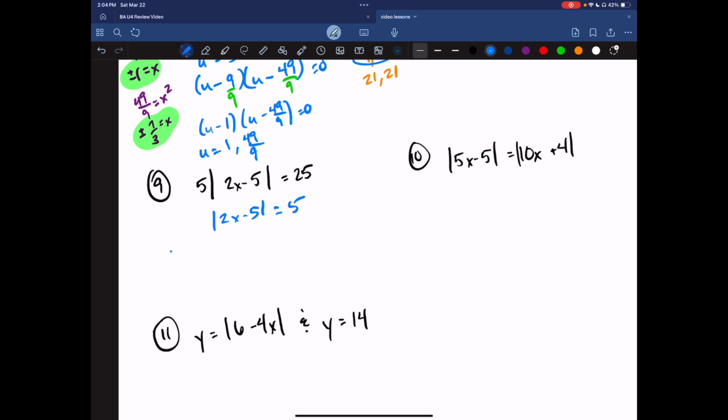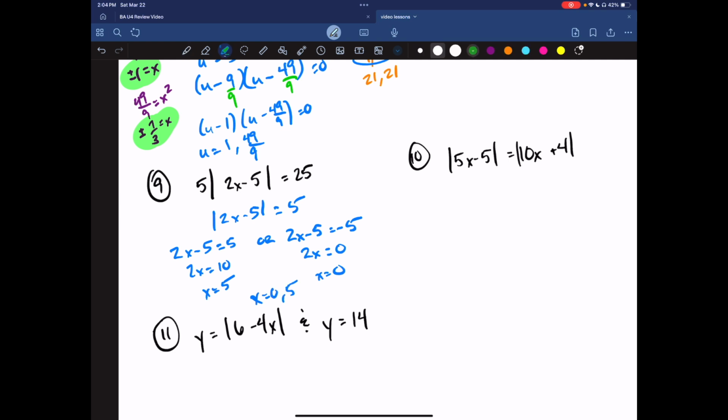And now here's what you have to do. You have 2x minus 5 equals 5, or 2x minus 5 equals -5. And that's simply because the inside can be either +5 or -5 and give you a +5 as your answer. So now I have to solve for both of these. This is going to be 2x equals 10, x equals 5. For the other, when you move that, it's going to be 2x equals 0, so x equals 0. Okay, so x equals 0 and 5. That's all you do there.